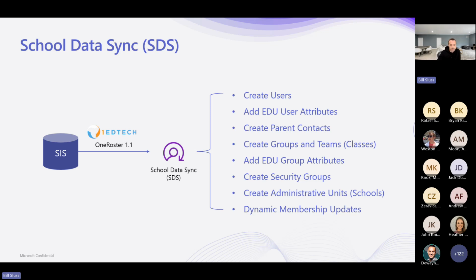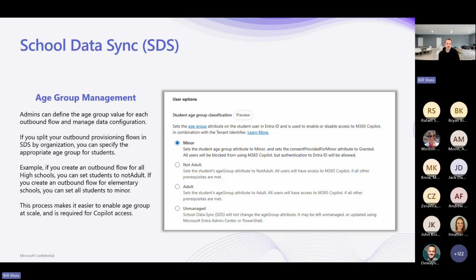Okay. With that, we did add one new feature into School Data Sync recently, and this is the age group management. This has actually been a feature in SDS for quite some time, but we tweaked it just in the last couple months. The one thing that you can do now in SDS is if you have multiple outbound provisioning flows, you can configure one for, say, the elementary schools in your K-12 organization. You configure another one to provision out all of the users and groups and metadata attributes for your middle schools, and one for your high schools, and so on.